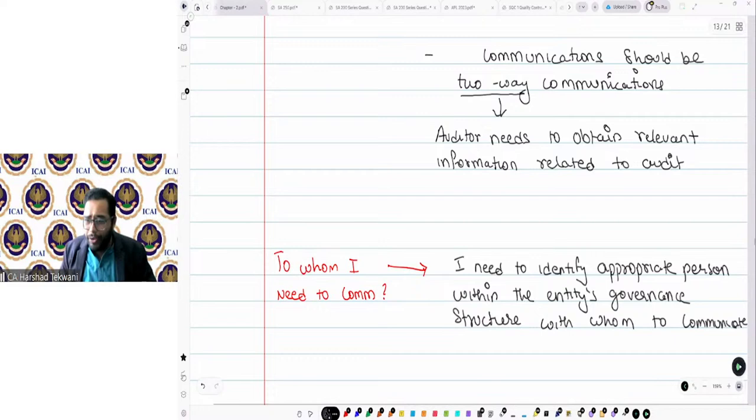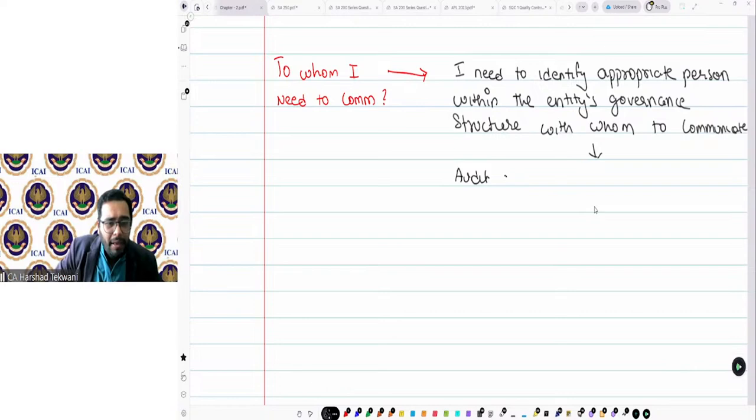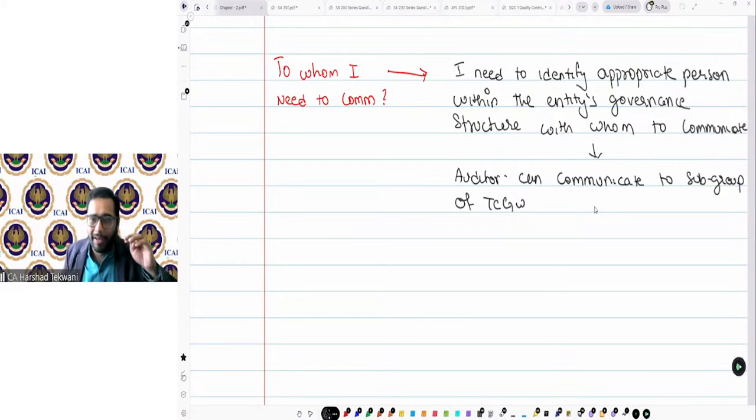Once I do, I may communicate with a subgroup also. In that case, the auditor can communicate to a subgroup also. For example, there are five those charged with governance people, like five members in the audit committee. Now, I have identified a kind of fraud where one of the persons is involved. I can communicate to the rest of the four.